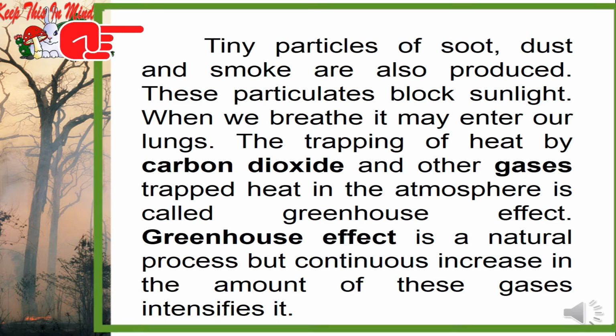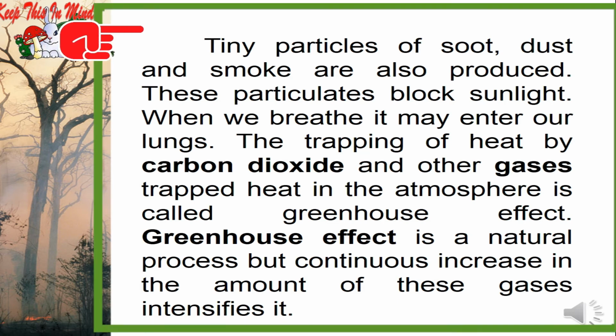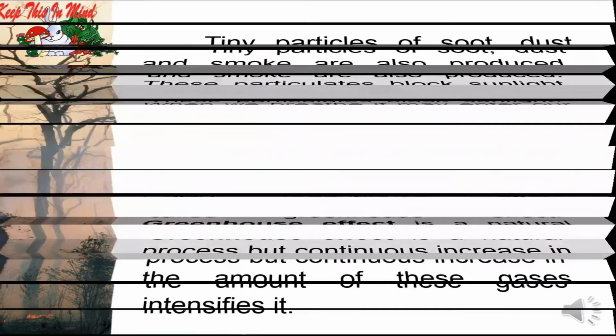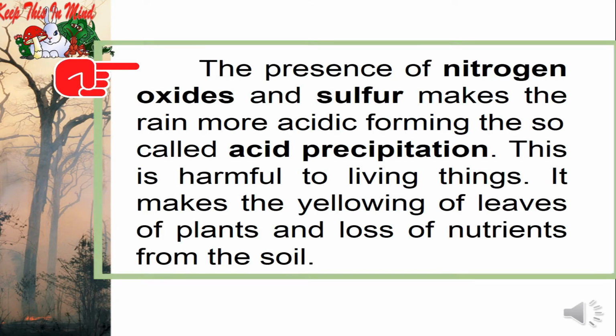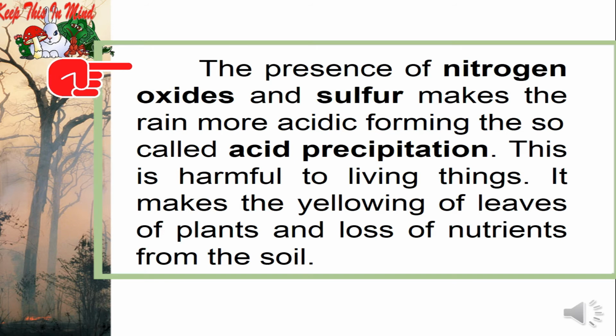The trapping of heat in the atmosphere by carbon dioxide and other gases is called the greenhouse effect. The greenhouse effect is a natural process, but a continuous increase in the amount of these gases intensifies it. The presence of nitrogen oxides and sulfur makes the rain more acidic, forming the so-called acid precipitation. This is harmful to living things. It causes yellowing of leaves of plants and loss of nutrients from the soil.